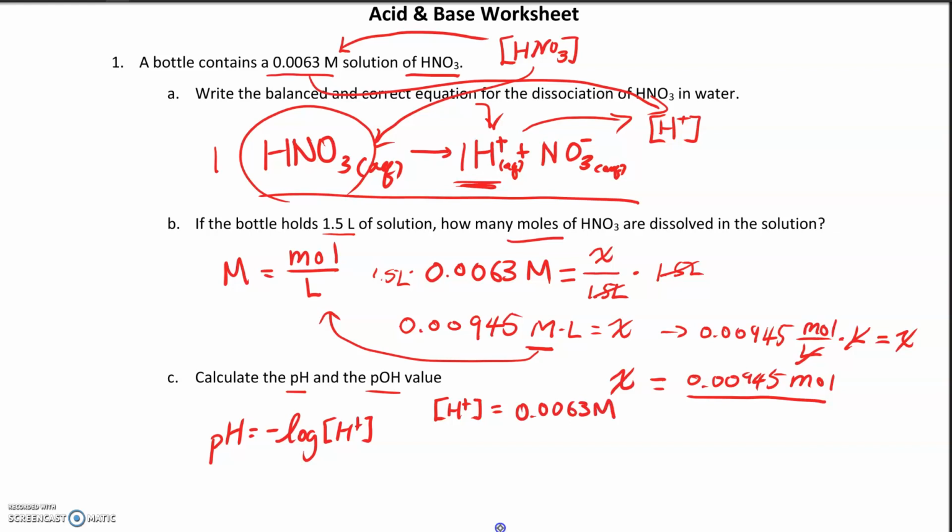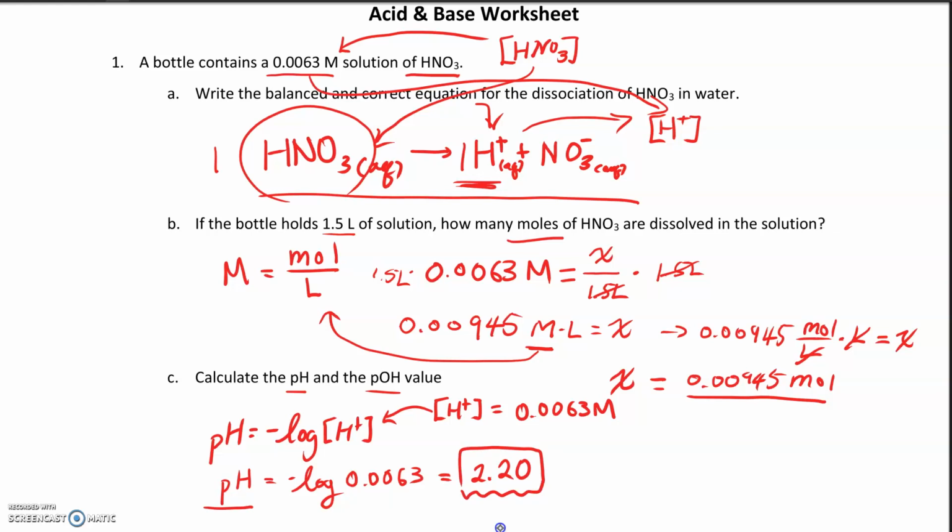0.0063 molar, which means we can now substitute that into our equation, and we can type into our calculator negative log of 0.0063, oh, that looks like a 6, 0.063, and you should be able to get the pH value of 2.20. Note that this is pH.